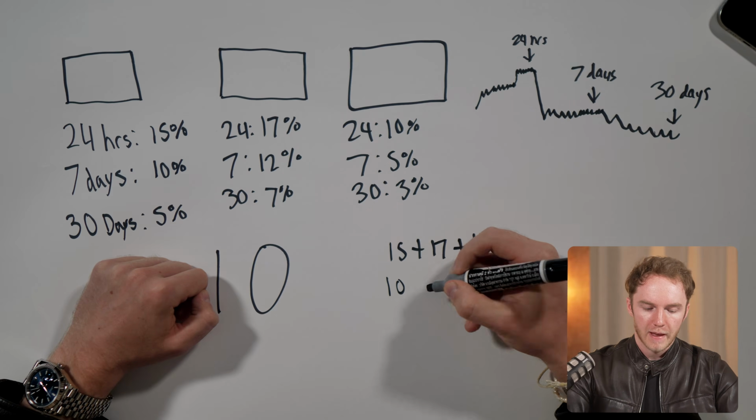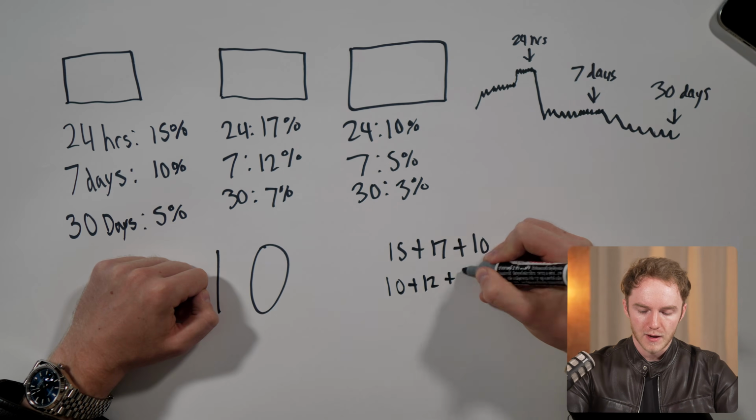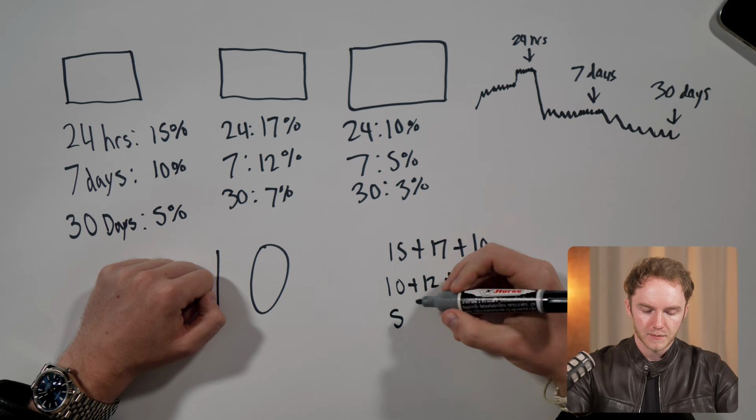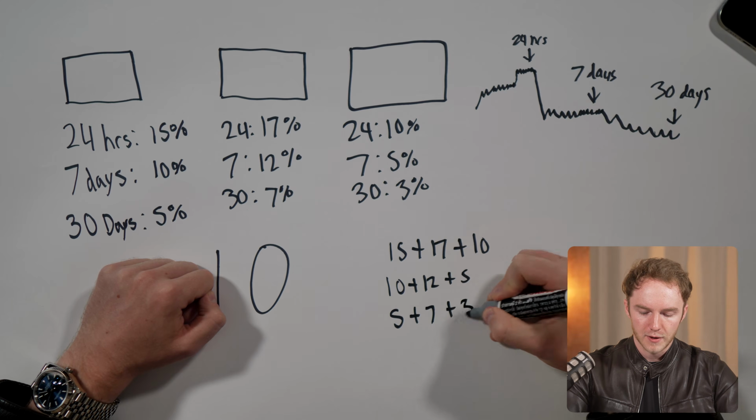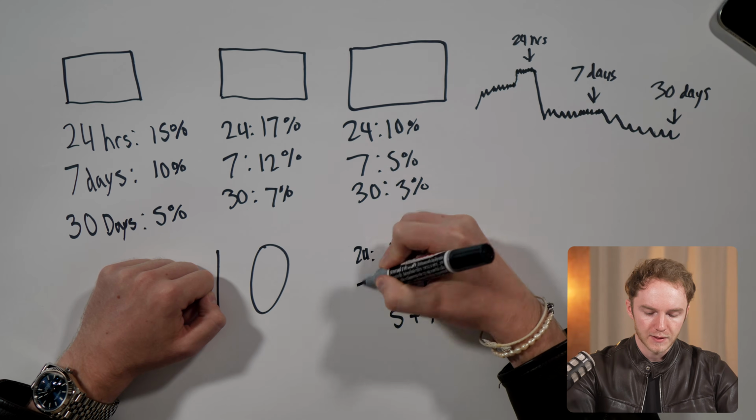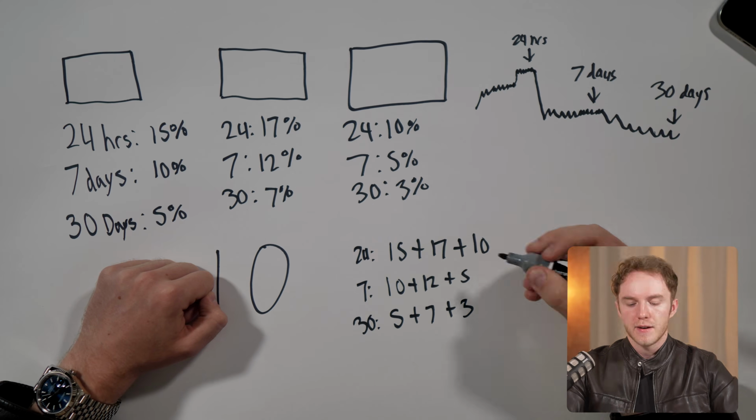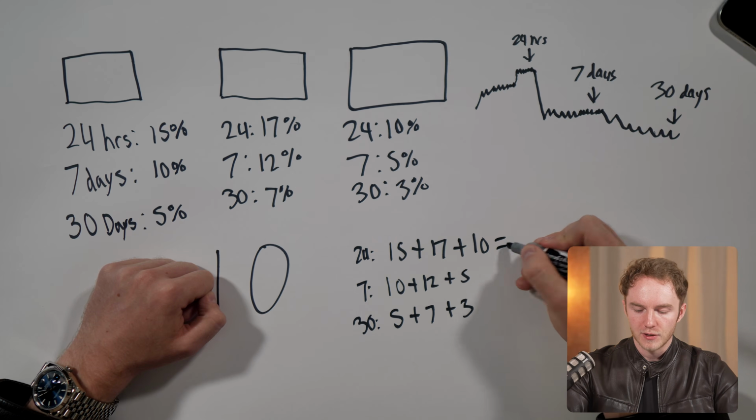So that would be 10 and then plus 12 plus 5. And then we want to have 5 plus 7 plus 3. So this is the 24, this is the 7 day, and this is the 30 day. Now, what we need to do is we need to average these out.